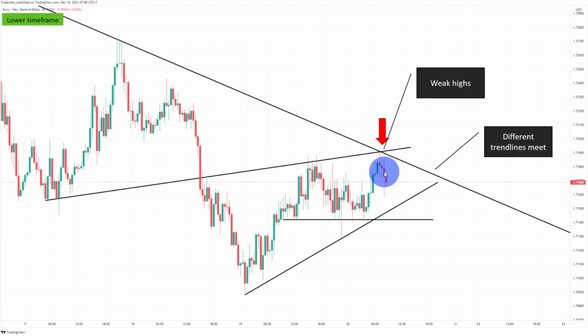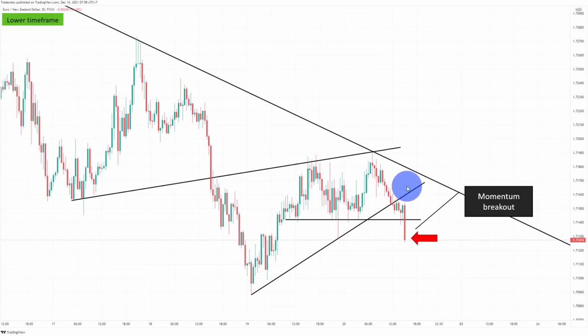We need to see some momentum. We need to see that the market is continuing into the trend direction and get out of this sideways range, which happens here. Momentum breakout candles are often, not always, but they are very often quite strong candles. A lot of pressure has been building here in the sideways range, which is then released here on a breakout.